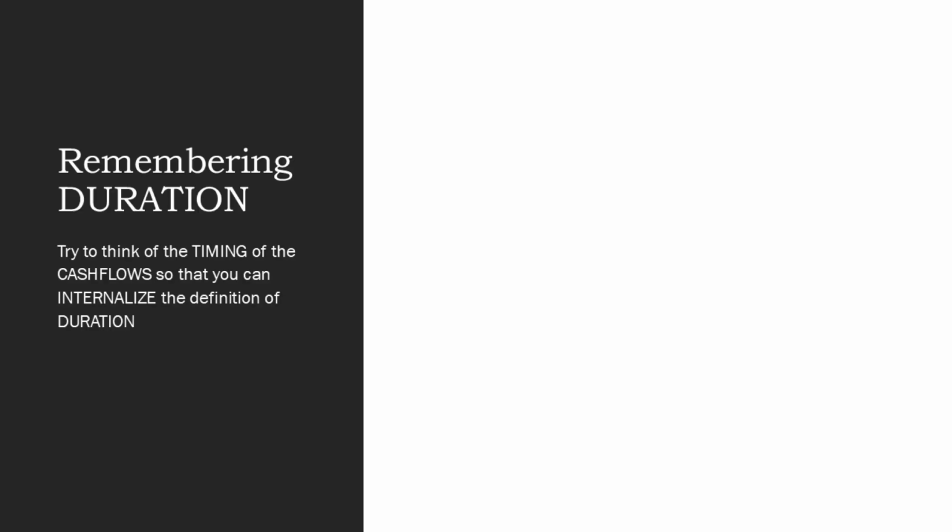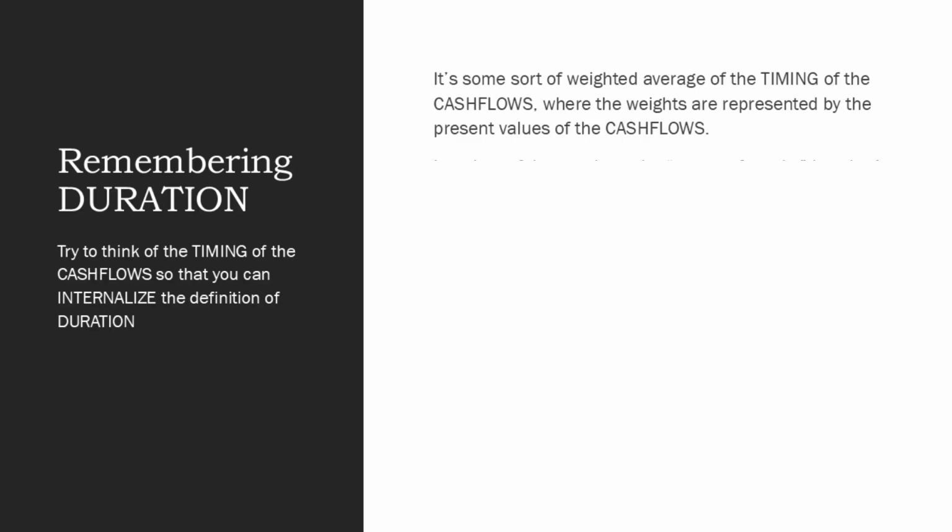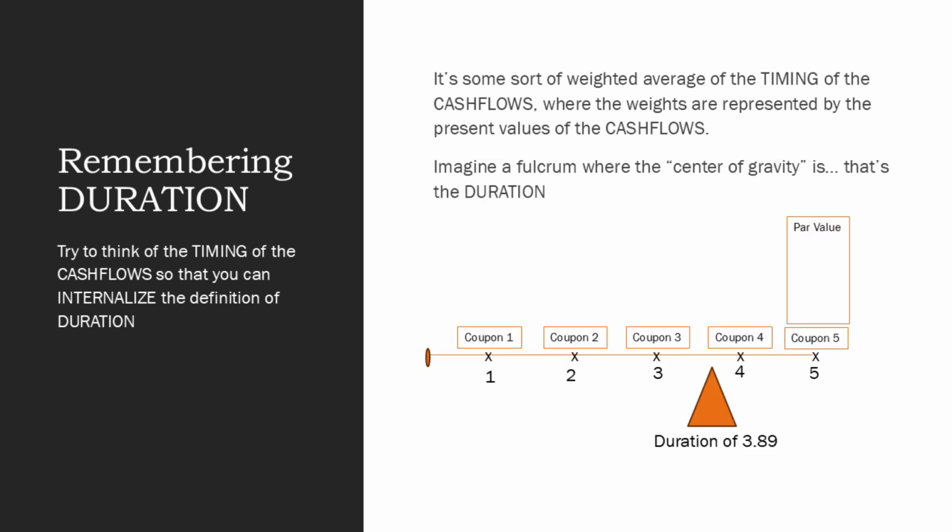Now, how do we remember duration? Try to think of the timing of the cash flow so that you can internalize the definition of duration. It's some sort of weighted average of the timing of the cash flows, where the weights are represented by the present value of the cash flows. So here's a graph. Imagine a fulcrum where the center of gravity is. That fulcrum where all of the present values will balance out is the duration. So one way to think about duration is the weighted average of the time to maturity of the cash flows.